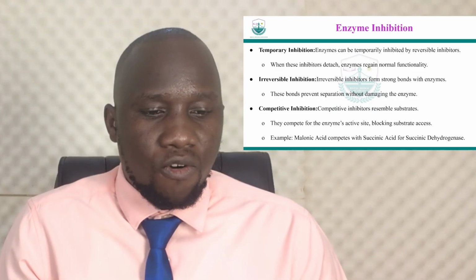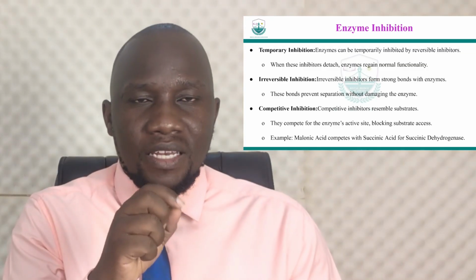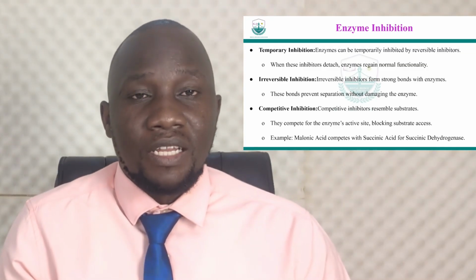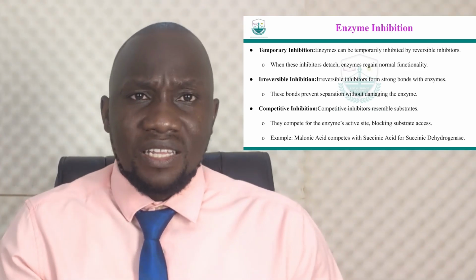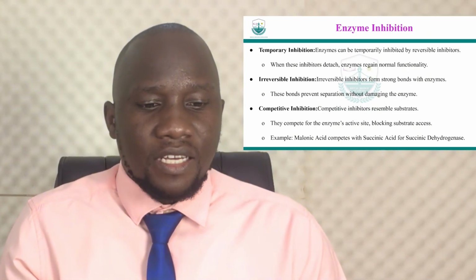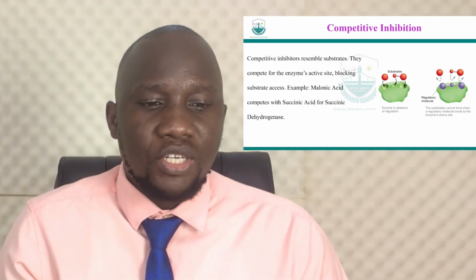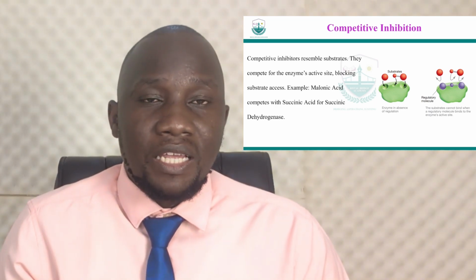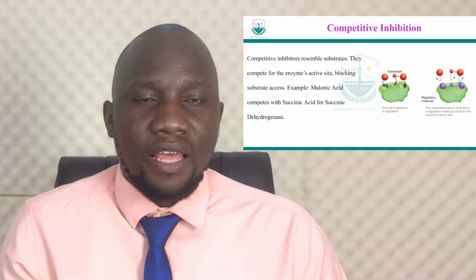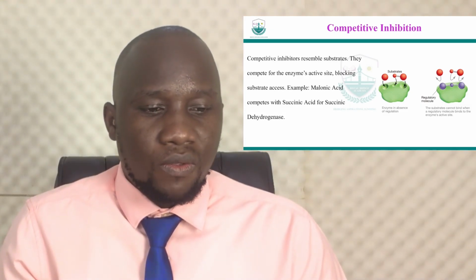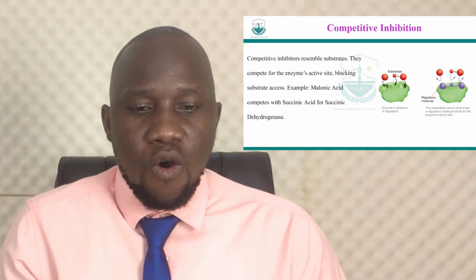Okay, so competitive inhibition: the inhibitor has to resemble the natural substrate in terms of structure, so that it can fit well into the active site. And then you have some examples there. So competitive inhibition resembles the usual substrate such that it can occupy the active site. Okay, so the example that we have is what is illustrated on the screen.